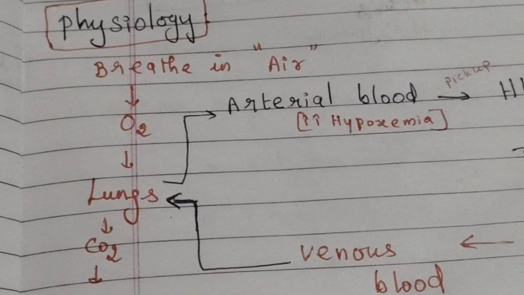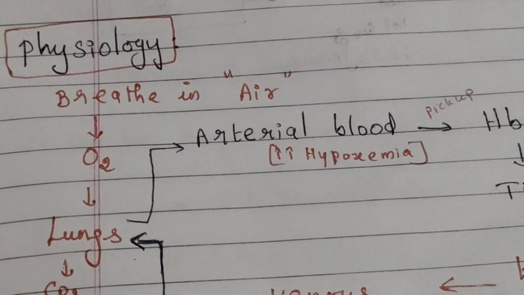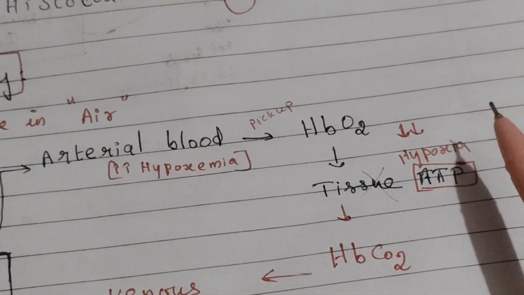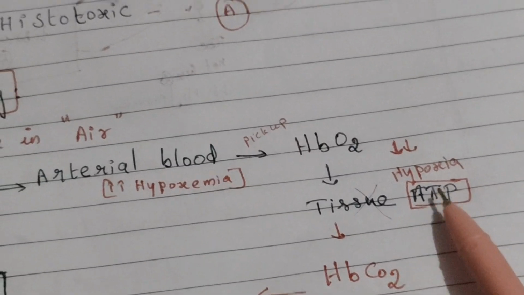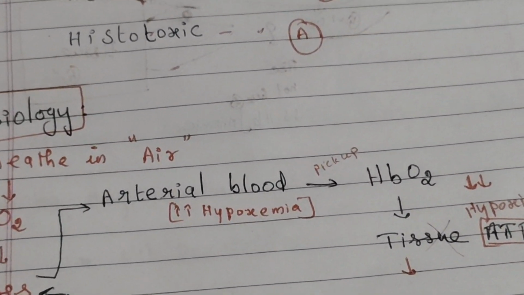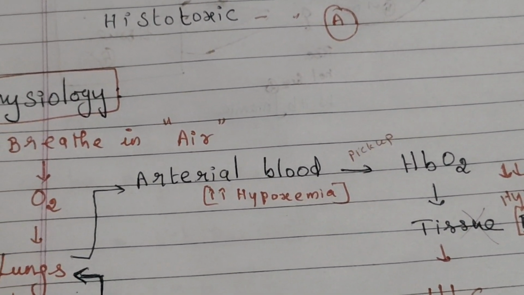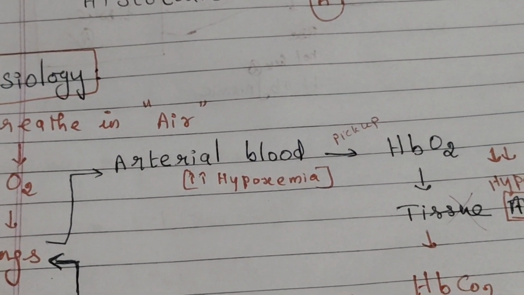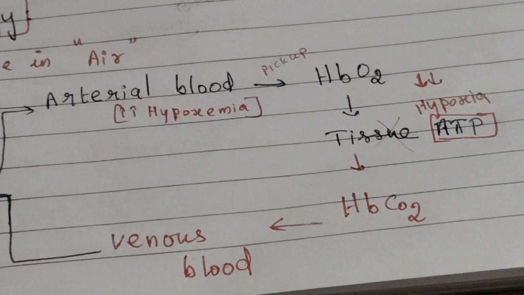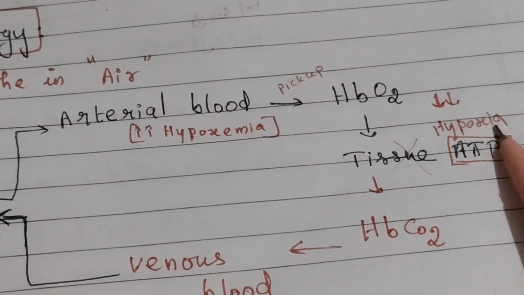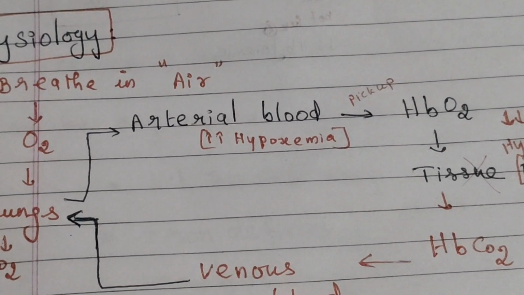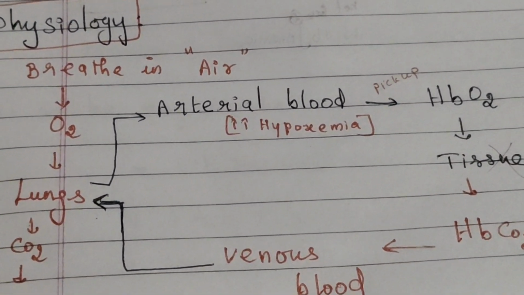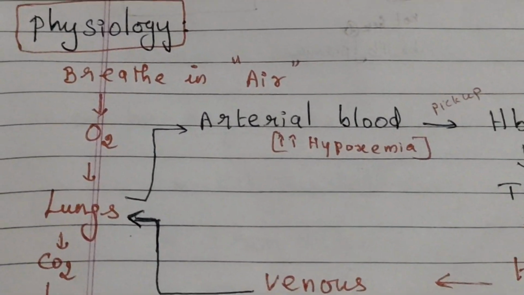It will be breathed out. A decrease of oxygen in tissue, that condition is called hypoxia. A decrease of carbon dioxide in blood, that condition is called hypoxemia. So two conditions: hypoxia, decreasing O2, and hypoxemia. Two conditions. So what is the physiology here?